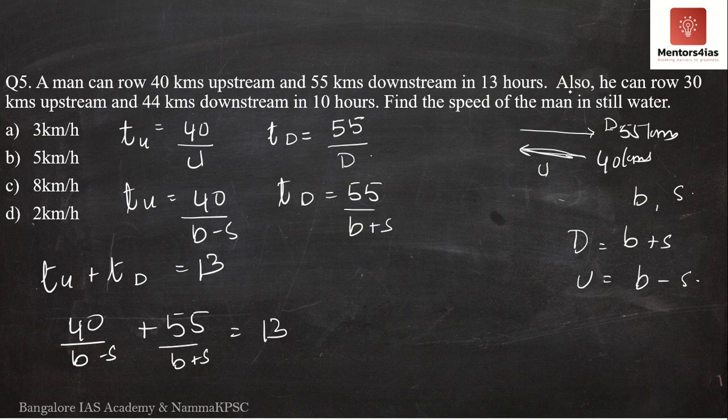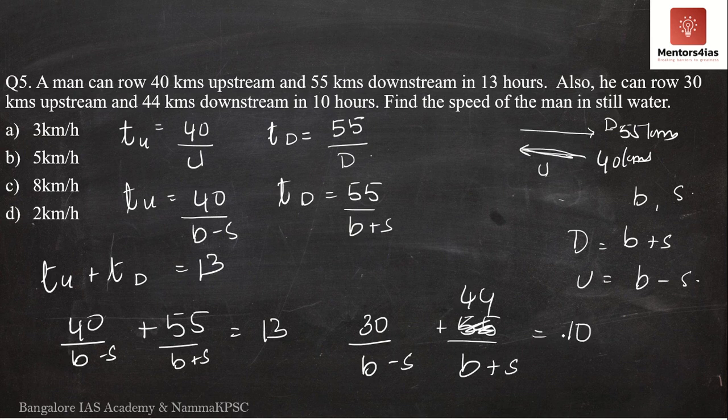Similarly, if you read this next statement, it says also he can row, the same person. So the speed of the boat does not change, it is the same. So the same person can row 30 kilometers upstream and 44 kilometers downstream in 10 hours. Then similarly, based on the second statement, can I write 30 divided by B minus S plus 44 divided by B plus S is equal to 10.